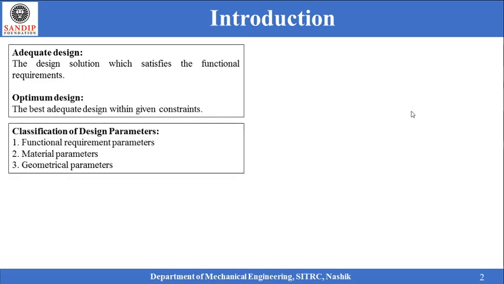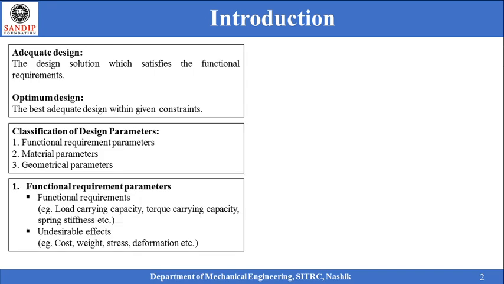When optimum design or any simple design methodology is being employed, the designer comes across various parameters, and those are classified as functional requirement parameters, material parameters, and geometrical parameters. Let us understand these parameters one by one. Functional requirement parameters are straight away the functional requirements specified in the problem. For example, load carrying capacity of a beam, torque carrying capacity of a shaft, stiffness of a spring, etc.